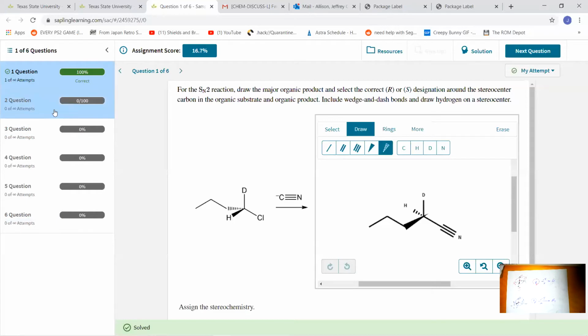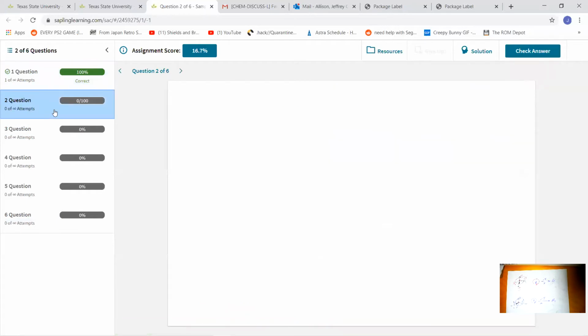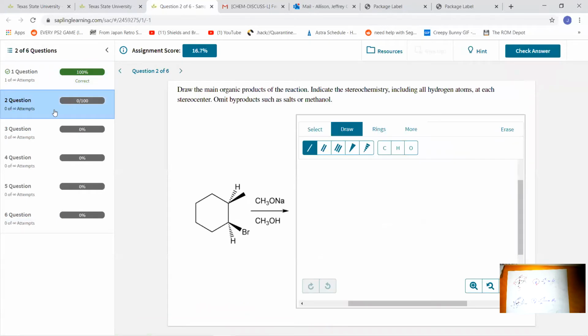All right, now on question 2. Question 2 says draw the major organic product for the reaction, indicate stereochemistry, include all hydrogen atoms at the stereocenter, and omit the byproducts of salts and methanol.